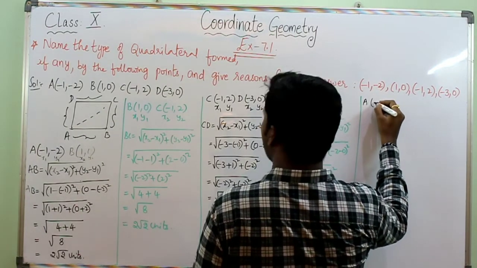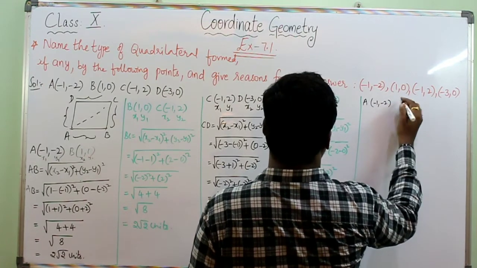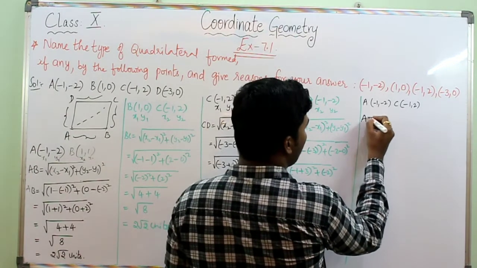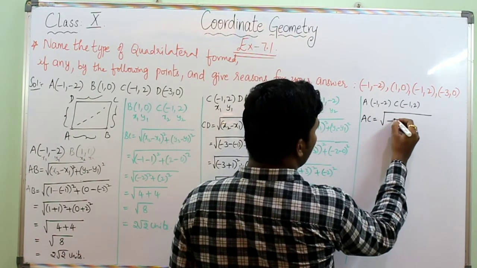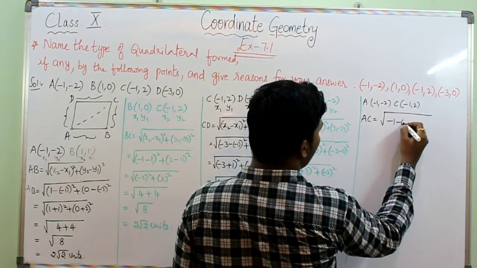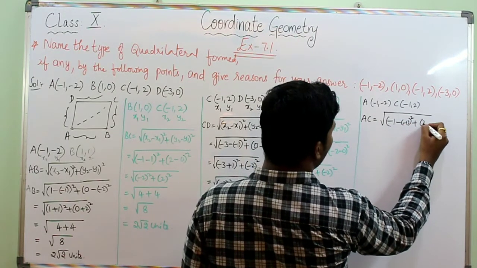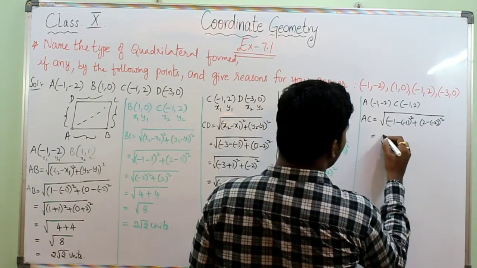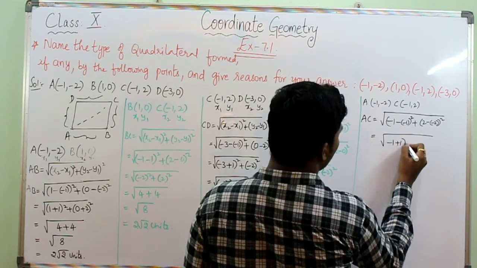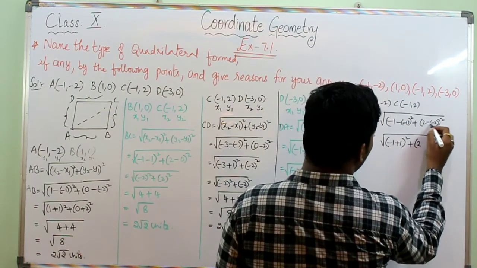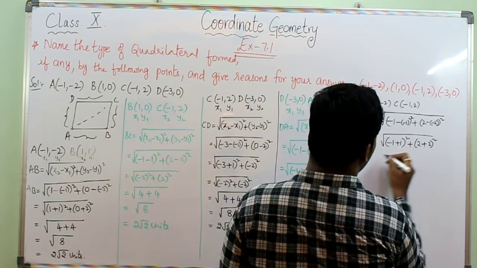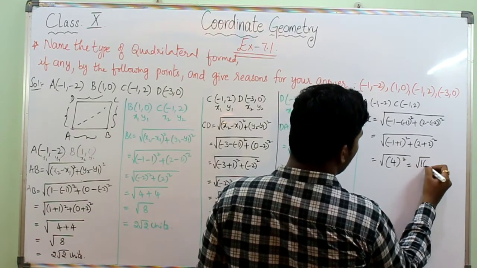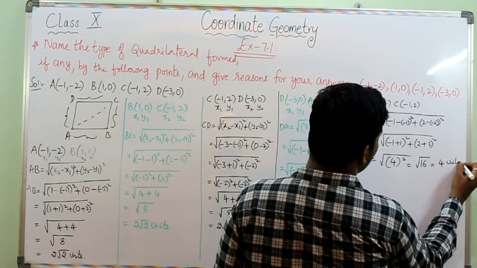The A point is minus 1 comma 2 and C point is minus 1 comma 2. So by using again the same formula, that is AC is equal to square root of x2 minus x1, that is minus 1 minus of minus 1 whole square plus 2 minus of minus 2 whole square. This is equal to square root of minus 1 plus 1 whole square plus 2 plus 2 whole square. This will become 4 square, which is equal to 16, which is nothing but 4 units.